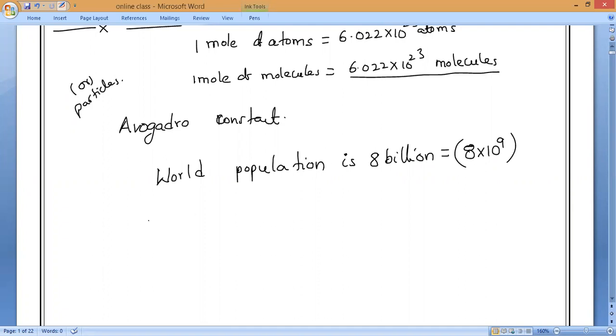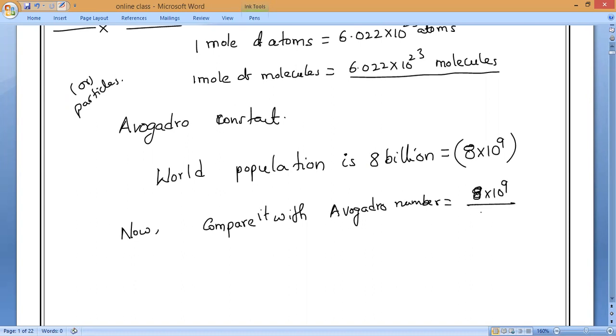Now, let us compare it with the Avogadro number, so you will understand how big the Avogadro number is. If we compare the world population with Avogadro's number, you will understand how small our world population is, how small a fraction it is. Just do 8 into 10 power 9 divided by 6.022 into 10 power 23. So, if you do this, you will find something. Let us divide. So, 10 power 9 and 10 power 23.